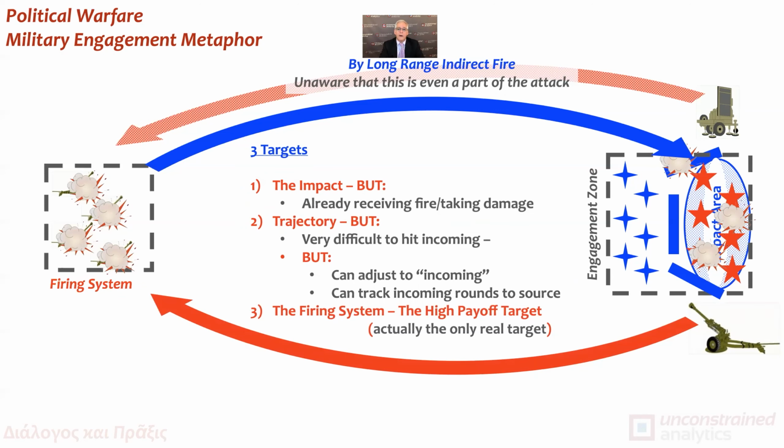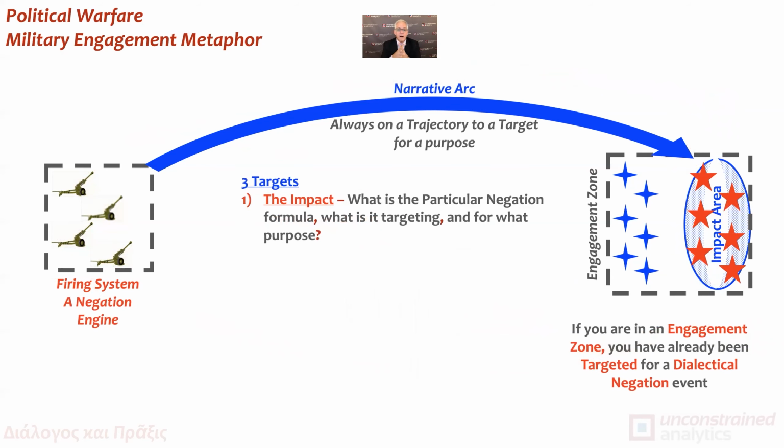Now, that was the metaphor, long-range fire, indirect fire. That's the military metaphor. And now we're going to redefine that arc as the narrative arc. I've said this many times, it's always on a trajectory to a target for a purpose. What's the purpose? To destroy your real value, your red pill value that you exist for the sole purpose of defending. And remember, if you are in an engagement zone, you've already been targeted for a dialectical negation and defeat. Remember, the first thing you do on actions on receiving fire is get out, break contact.